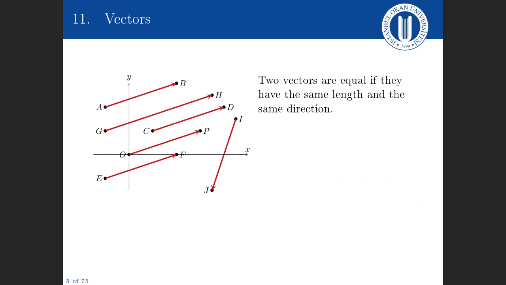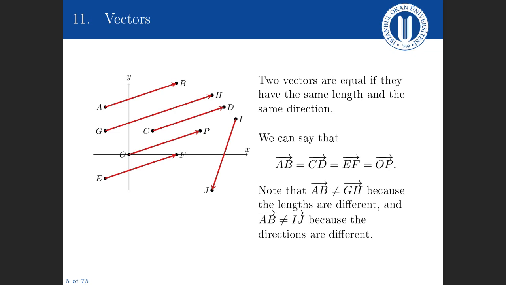The rule is that two vectors are equal if and only if they have the same length and the same direction. It doesn't matter if they have different initial points, it doesn't matter if they have different terminal points. All that matters is that they have the same length and they have the same direction. For example, we can say that AB is the same as CD, is the same as EF, is the same as OP. But note that AB is not the same as GH because the lengths are different. And note that AB is not the same as IJ because the directions are different.